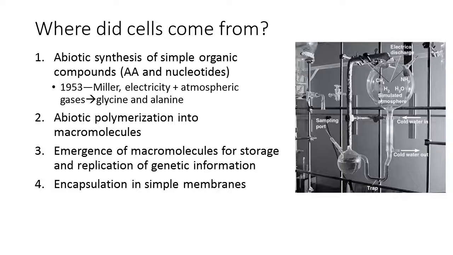First, we're going to go through where did cells come from. It's generally considered that there are four main ways that cells would have emerged. So four main things that really need to happen for a cell to come into being.